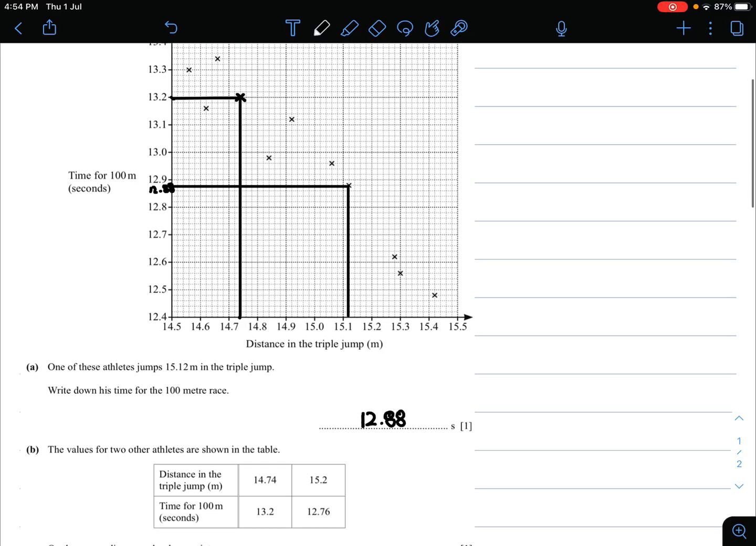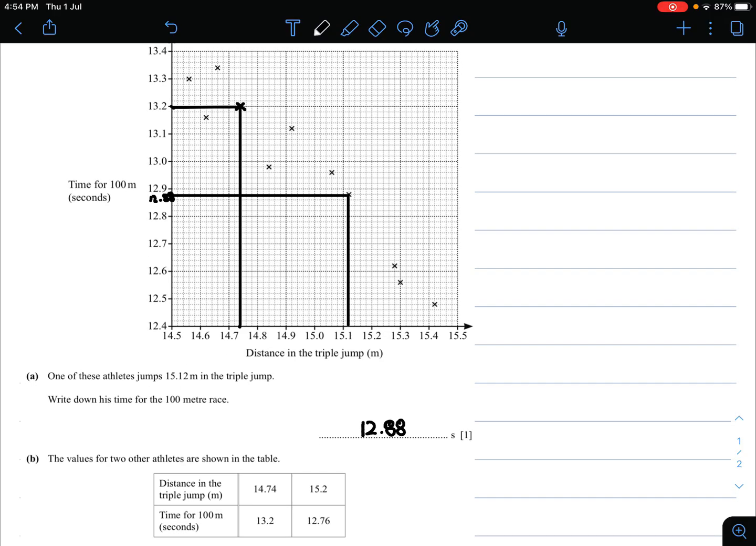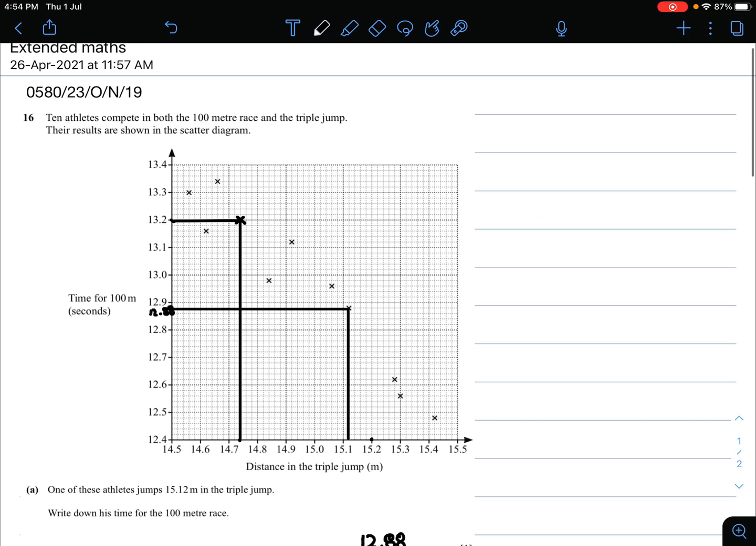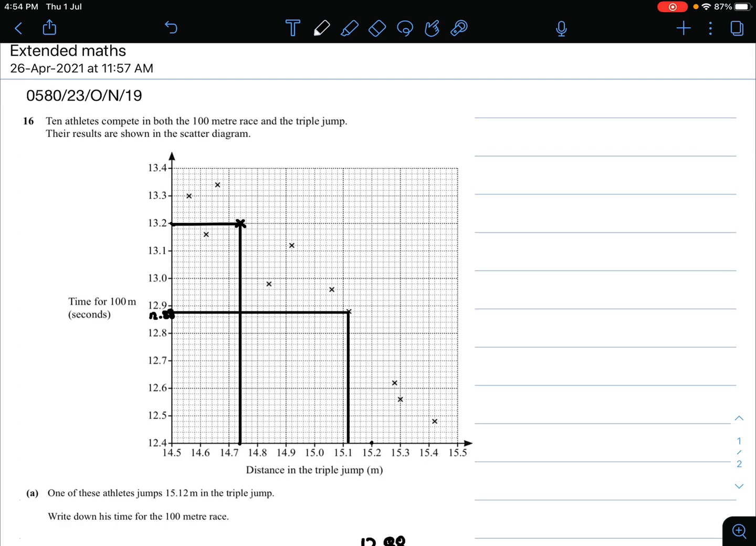Now the second point, 15.2 meters on the triple jump, that is right here, and time for 100 meters 12.76. So that would be 3 boxes above the 12.7. So that would be 1, 2 and 3 right here. So now all we need to do is join both the points, and that would be right here.